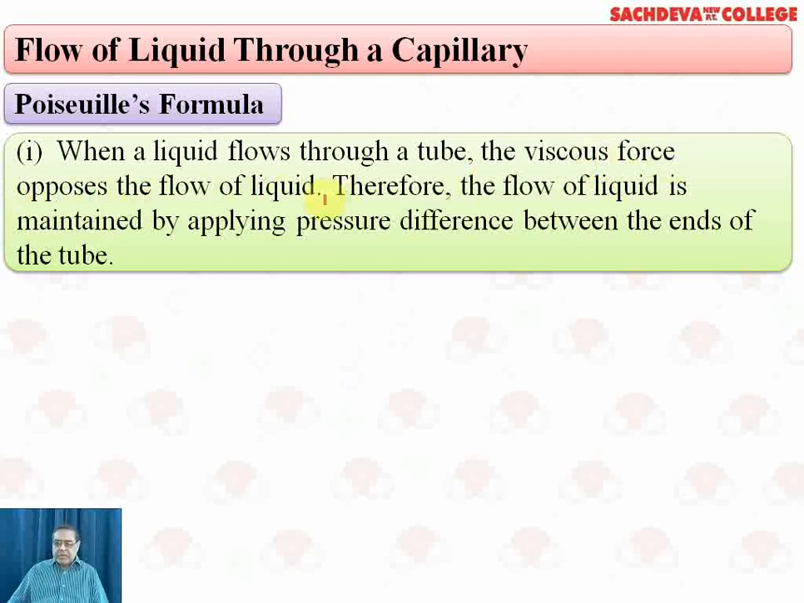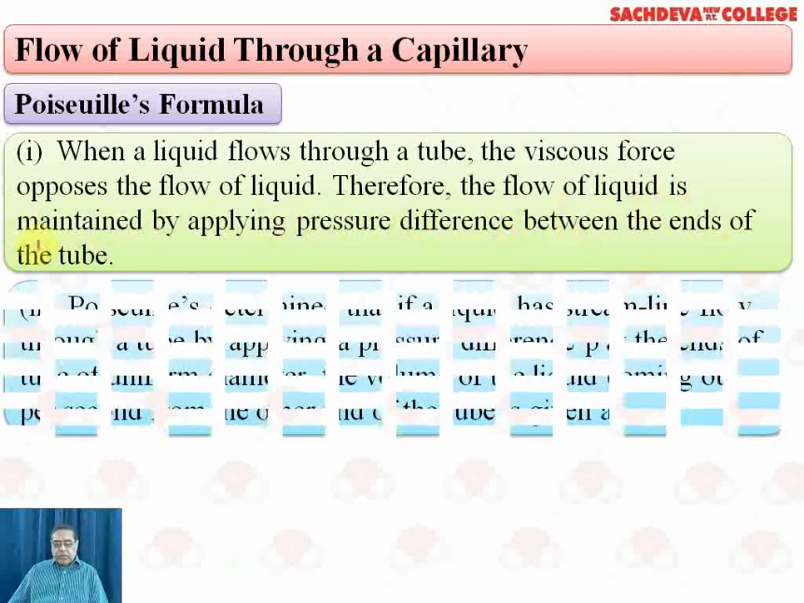Viscous force means that there are layers of the liquid, and between the layers there is some friction, and that frictional force between the layers is called the viscous force. Therefore, the viscous force opposes the flow of liquid. Therefore, the flow of liquid is maintained by applying a pressure difference between the ends of the tube.